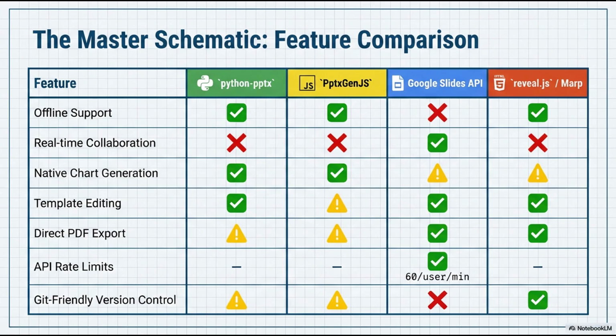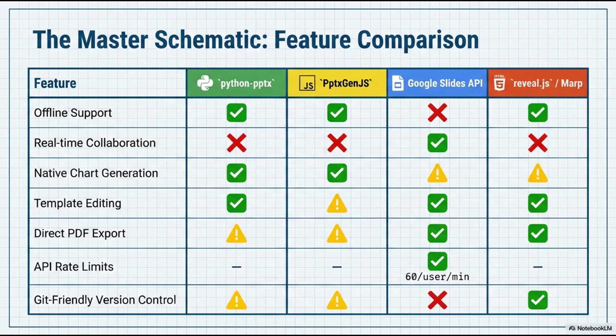For native chart generation, which is often central to data-driven presentations, the Python and JavaScript libraries offer robust capabilities, generating editable charts directly within PowerPoint. Google Slides has some support, but it's often more challenging to integrate custom data dynamically, and HTML-based tools typically embed images or use web-based charting libraries, which aren't truly native PowerPoint charts.